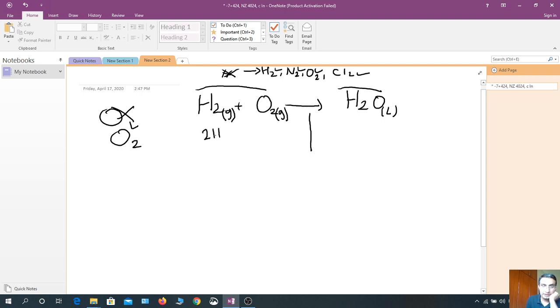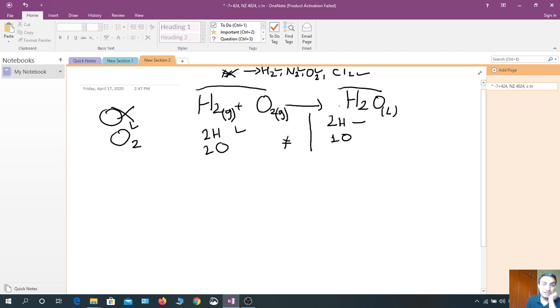I have 2 hydrogen on the reactant side, 2 oxygen. Then I have 2 hydrogen and only 1 oxygen. So according to the law of conservation of mass, yes, the number of hydrogens are equal, but the number of oxygens are not equal. I have to make it balanced because I can neither create nor destroy atoms. So in order to balance, what am I supposed to do? We will never touch the subscript, I told you. We can only play with coefficients.